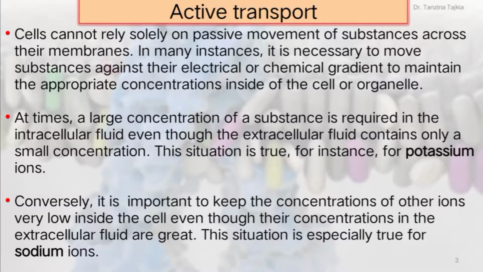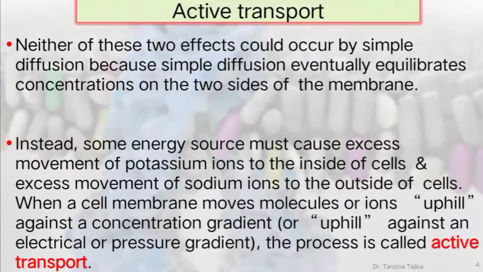Conversely, it is important to keep the concentration of other ions very low inside the cell, even though their concentration in the extracellular fluid is great. This situation is especially true for sodium ion. Neither of these two effects could occur by simple diffusion, because simple diffusion eventually equilibrates the concentration on two sides of the membrane. Instead, some energy source must cause excess movement of potassium ion to the inside of the cell and excess movement of sodium ion to the outside of the cell.